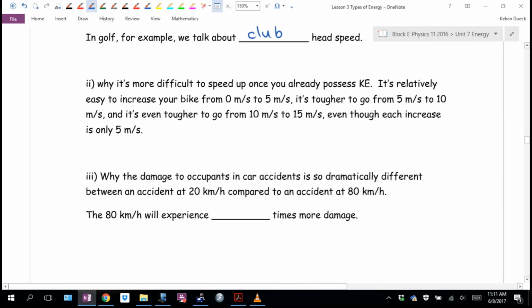This explains why damage to occupants in car accidents is so dramatically different between an accident at 20 kilometers per hour and an accident at 80 kilometers per hour. 80 kilometers per hour will experience 16 times more damage. The difference between 20 and 100, the people doing 100, 25 times more damage.